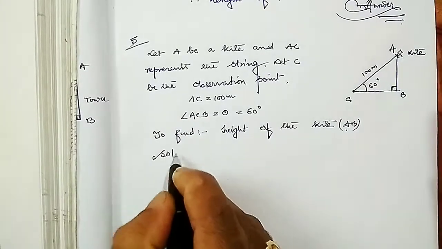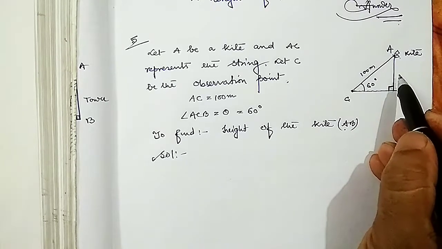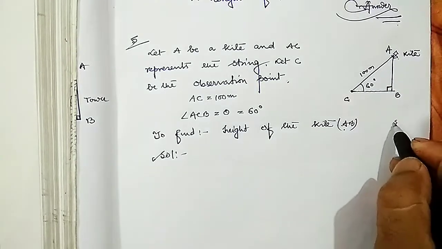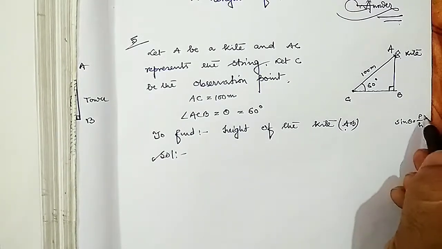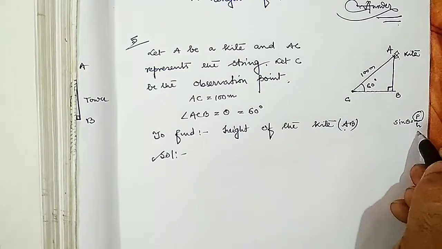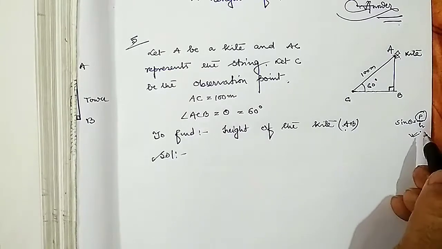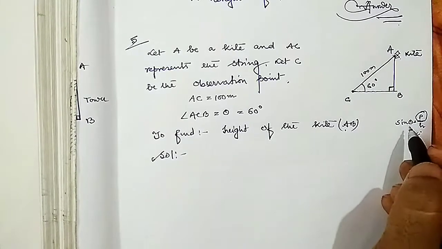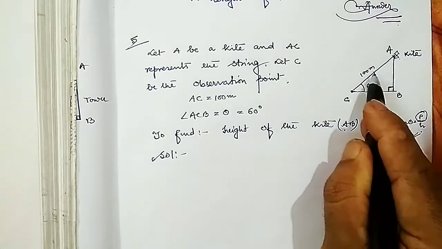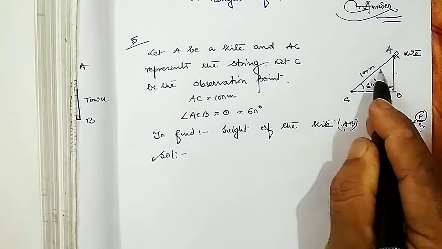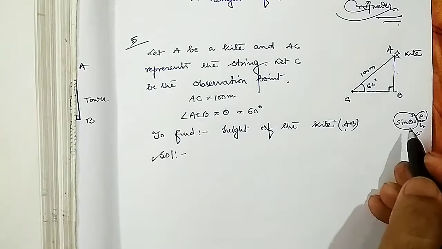Okay, now in this question hypotenuse is known to us and we have to calculate perpendicular. We know sin theta relates perpendicular and hypotenuse. Here perpendicular is to be calculated, hypotenuse is already given, so we have to use sin theta here. Fine, why we are using sin theta or cos theta or tan theta, that should be clear. Perpendicular and hypotenuse, these two are related by sin theta. That's why we are using sin theta here.